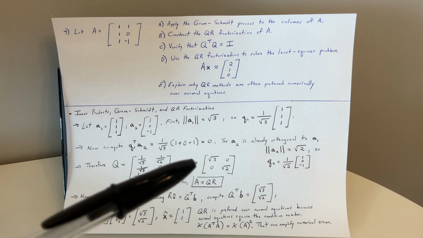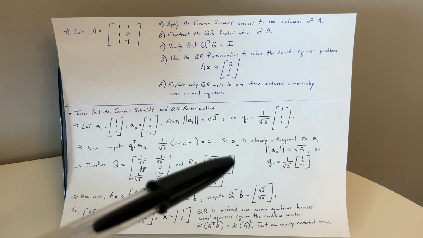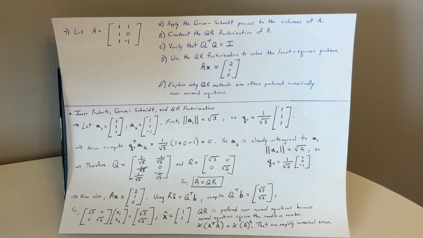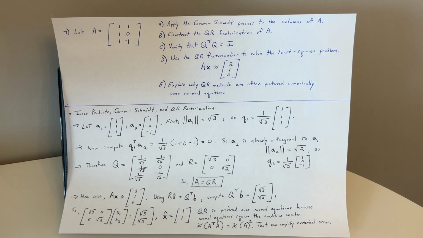And R equals root 3, 0, 0, root 3. Okay. And we already have over here, sorry about that if I ignored that previously, the norm of A sub 2 equals root 2. So Q sub 2 is 1 over root 2 times 1, 0, -1. Now, going back to here, A is QR.